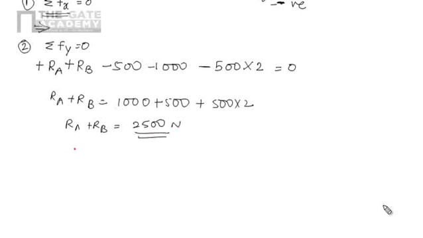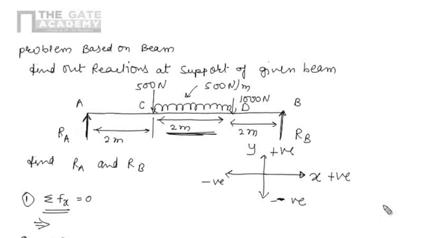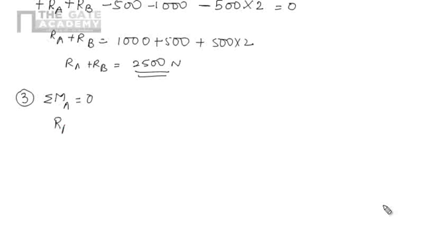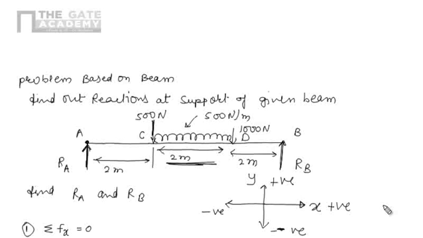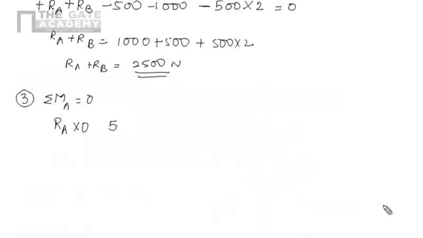So we have two unknowns, so one more equation we want. So we can use condition number 3. Algebraic summation of moments of all the forces about A should be 0. And if we talk about Ra, due to Ra, the moment at A will be 0 because the perpendicular distance is 0. So Ra into 0. If we talk about this 500 Newton load, the perpendicular distance is 2 meter, so the moment will be 500 into 2, and we are dealing with a vector quantity, so our sign convention.